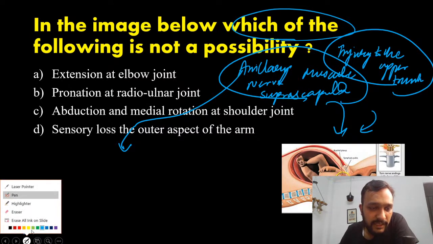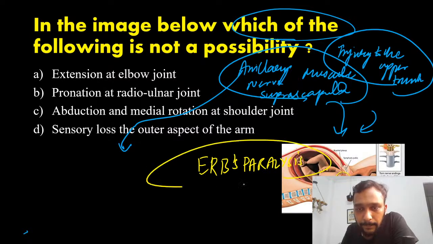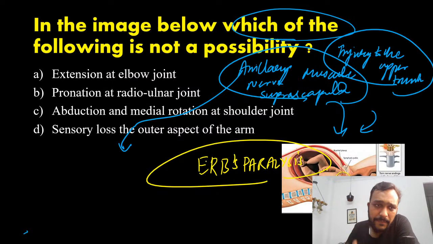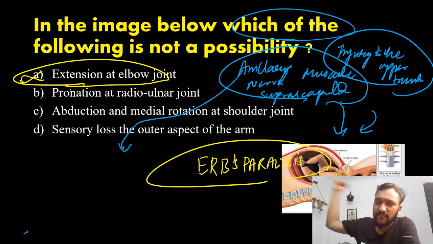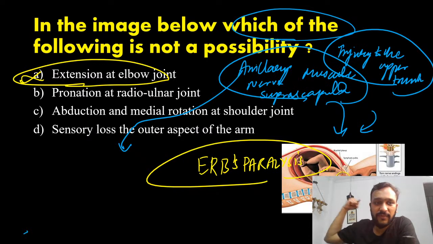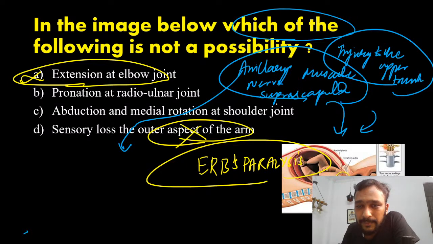So the image shows us Erb's paralysis, in which there is injury to the upper trunk of the brachial plexus. The muscles involved will be your brachialis muscle, because of which the elbow will lie in the extension position. Flexion of the elbow will not be possible. Sensory loss will be there on the outer aspect of the arm.